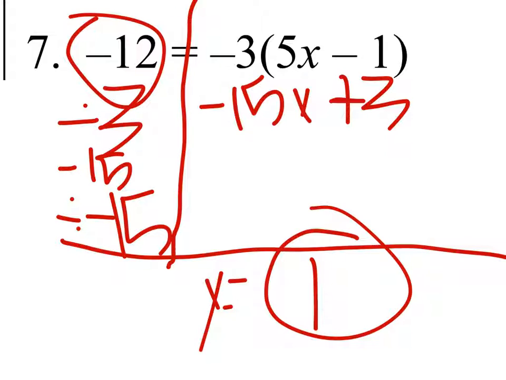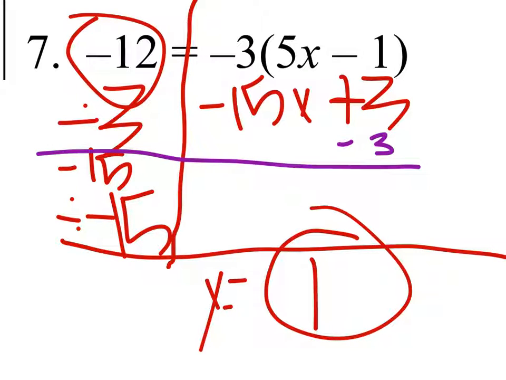So what she did is she took this plus 3 and then she subtracted 3 right there. Again, it's just not shown in the work, but we could show it like that. And then right there, we could have divided by negative 15, which would have been this step.